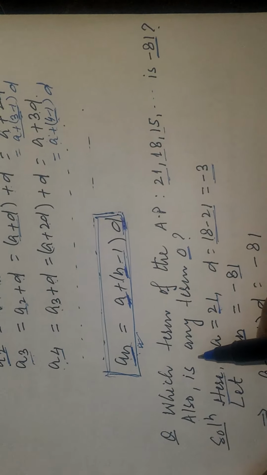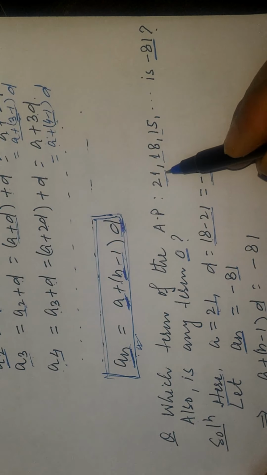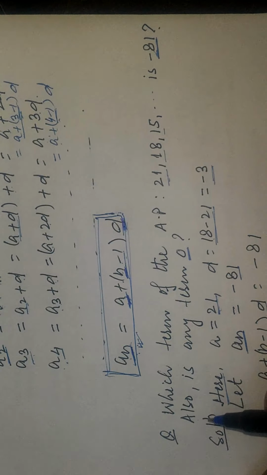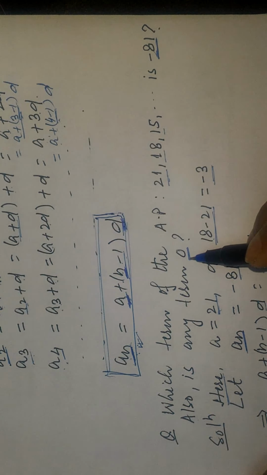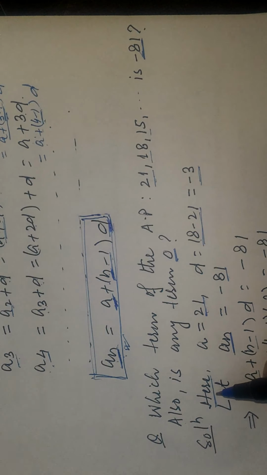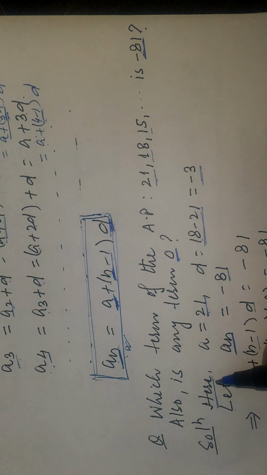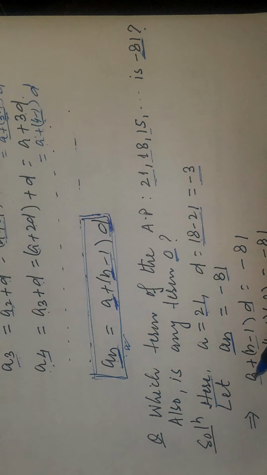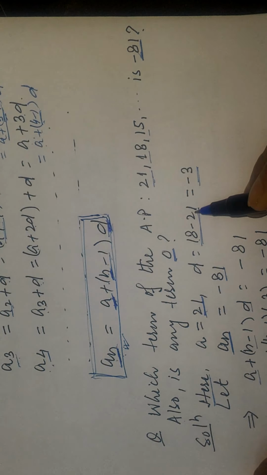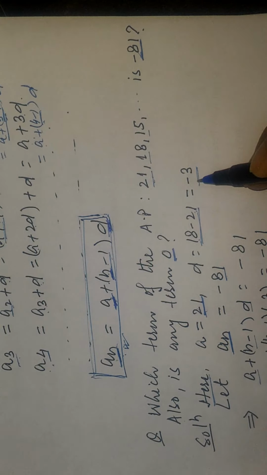Now let us take a question. Which term of the AP 21, 18, 15 is minus 81? Also, is any term in this AP 0? Whenever you have a question on AP, first you write down the first term and the common difference. Here the first term is 21. Common difference, how do you find? Second term minus first term, minus 3.